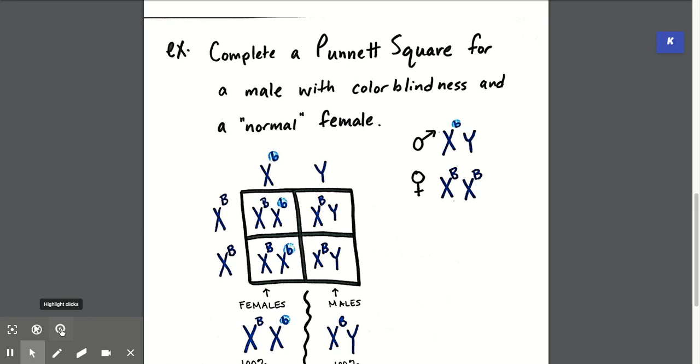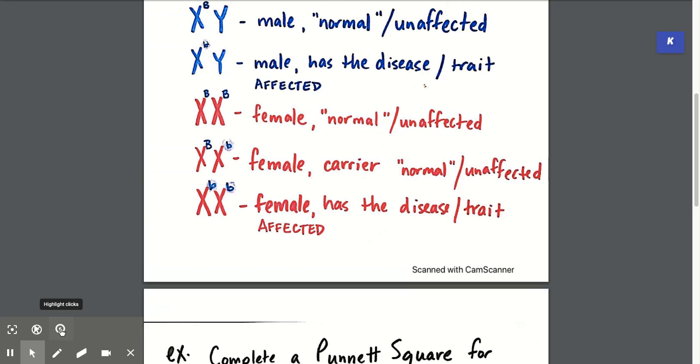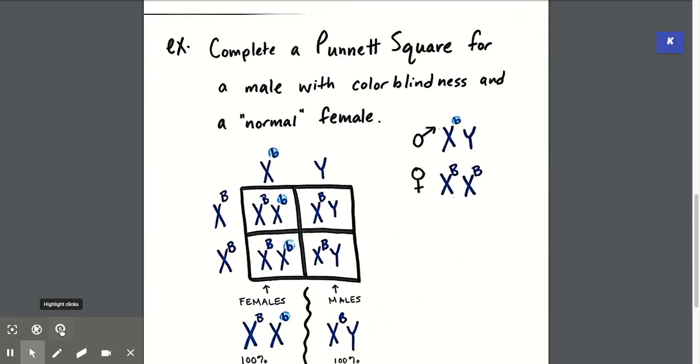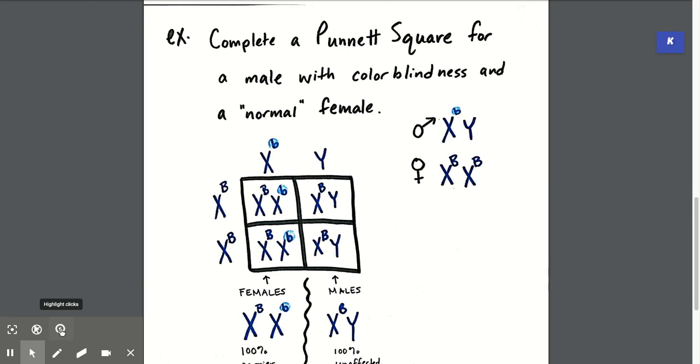with color blindness. And if I'm not sure, I can always go back to this kind of chart. And this chart doesn't really change for any of the X linkage problems. And then the female is normal. That means they have two good copies of the gene, two capital B's. So I set up a Punnett square. Here's my square. And it looks kind of crazy, but let's try to keep it simple as much as we can here. We put our X and Y across the top.